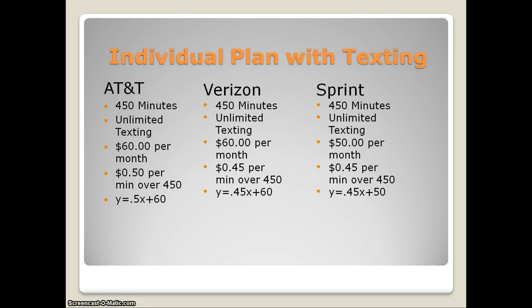The individual plan with texting, there's many different options here. AT&T offered 450 minutes, unlimited texting for $60 per month, and for every minute you went over the initial 450, they charged you 50 cents per minute. So the equation for AT&T is y equals 0.5x plus 60. 0.5 because that is how much it costs per minute over your initial minutes, and 60 because that's a fixed monthly charge.